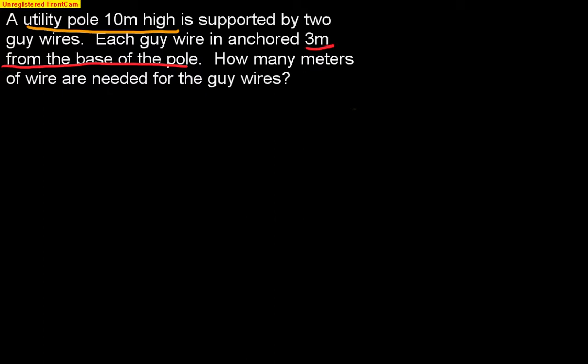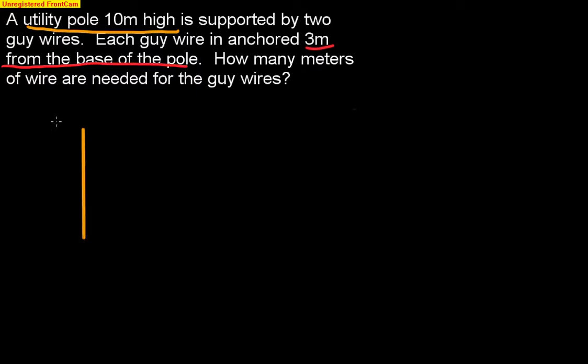Up here we've got a utility pole that is 10 meters high and supported by two guy wires. Each guy wire is anchored 3 meters from the base of the pole. How many meters of wire are needed for the guy wires? Okay, so that's our basic problem, and I've already underlined that the utility pole is 10 meters high. So let's start with the utility pole.